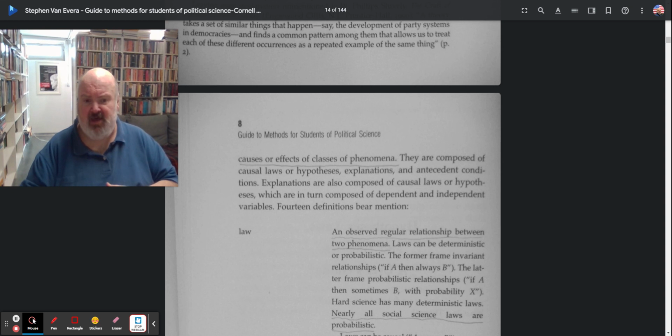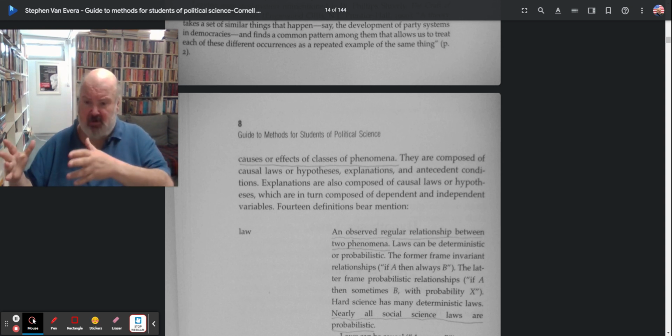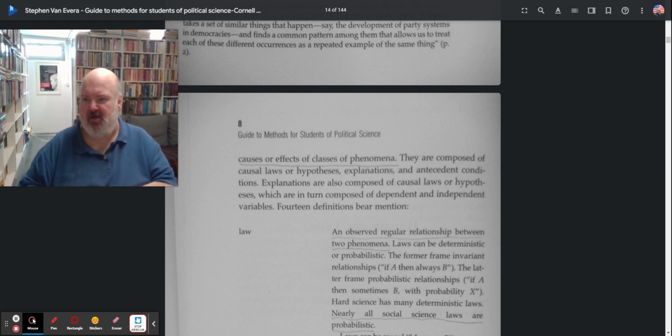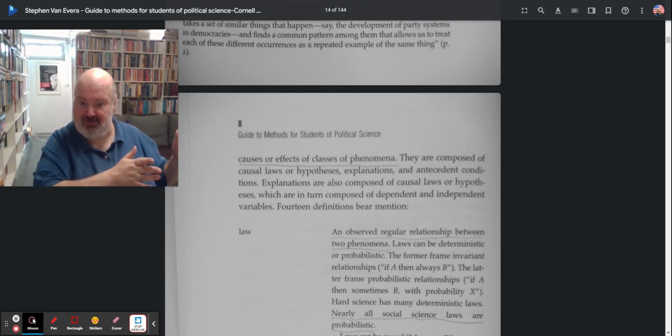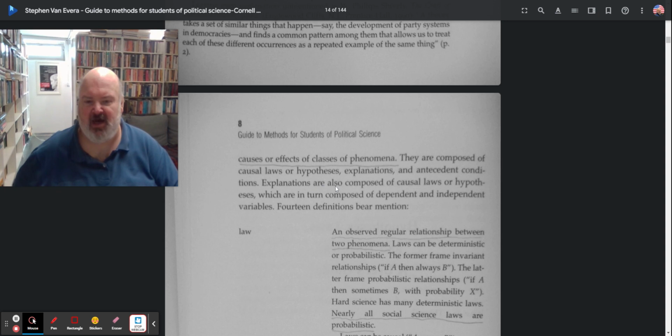A theory is composed of causal laws, explanations, and antecedent conditions. Explanations are also composed of causal laws or hypotheses, which are in turn composed of dependent and independent variables.